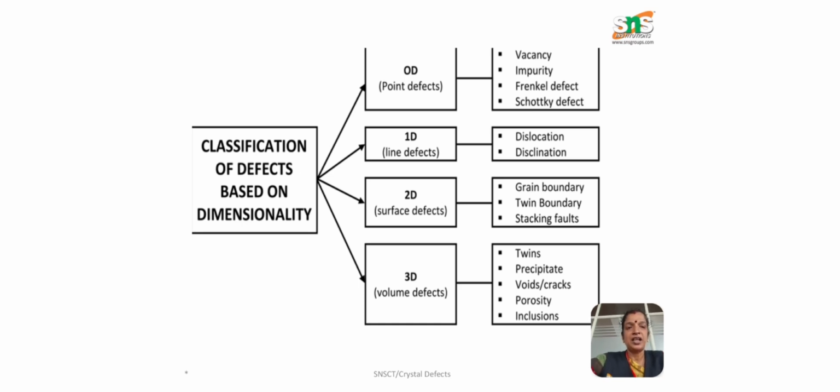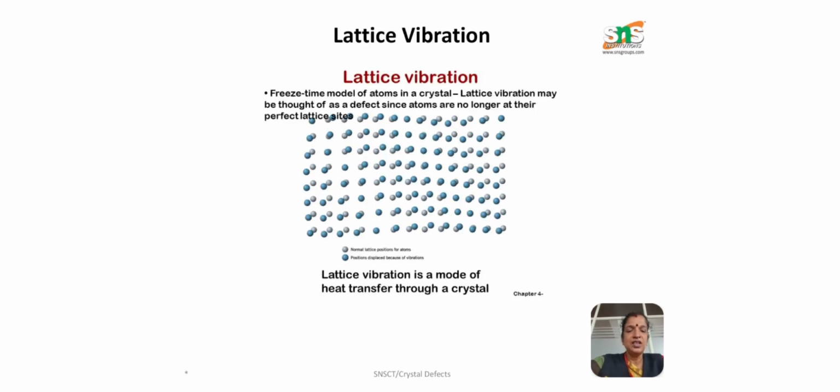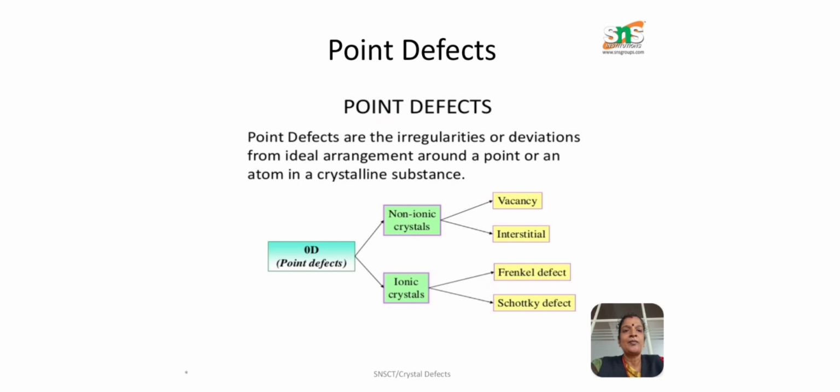These can be discussed. So the first one is the lattice vibration. Lattice vibration is nothing but the vibration of the atoms from their position. This is because of heat transfer. Due to that heat transfer, the atoms can be displaced from their own position. This is called the lattice vibration. So here we can see the point defects.